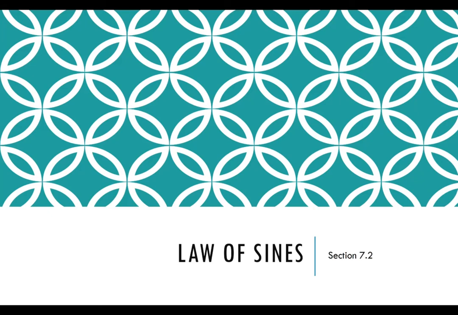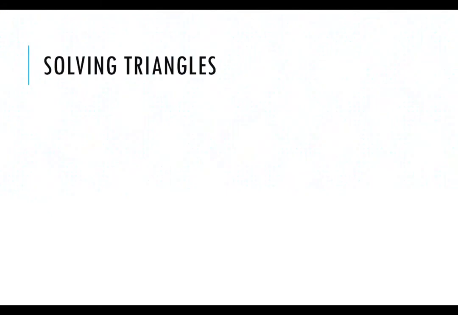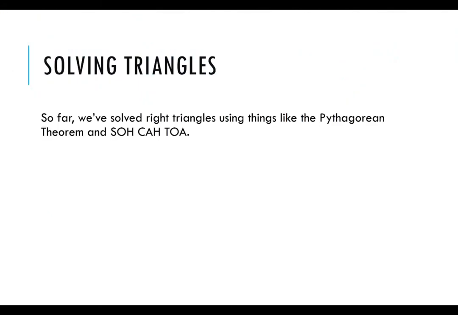Section 7.2, Law of Sines. So we're solving triangles, and we've solved right triangles so far. But now we're going to solve not right triangles. A not right triangle is called an oblique triangle.